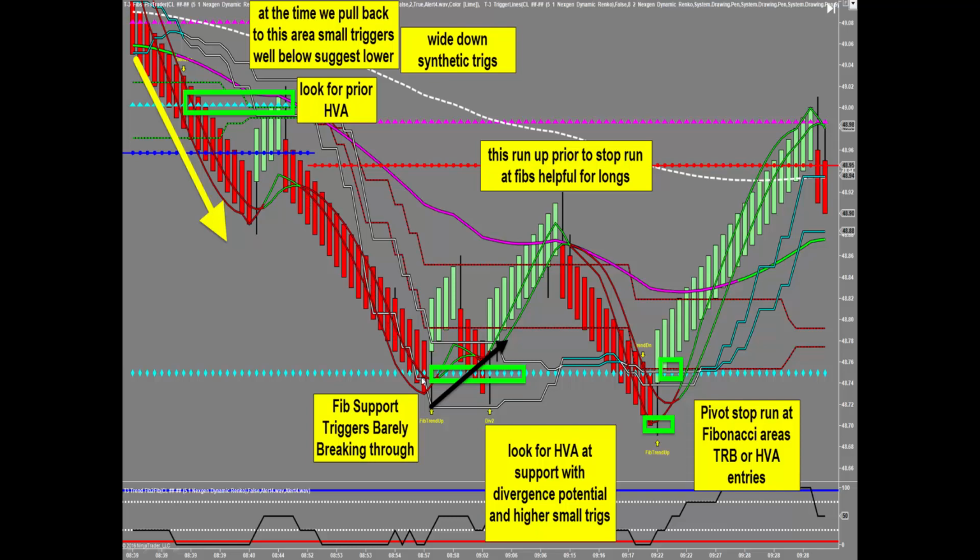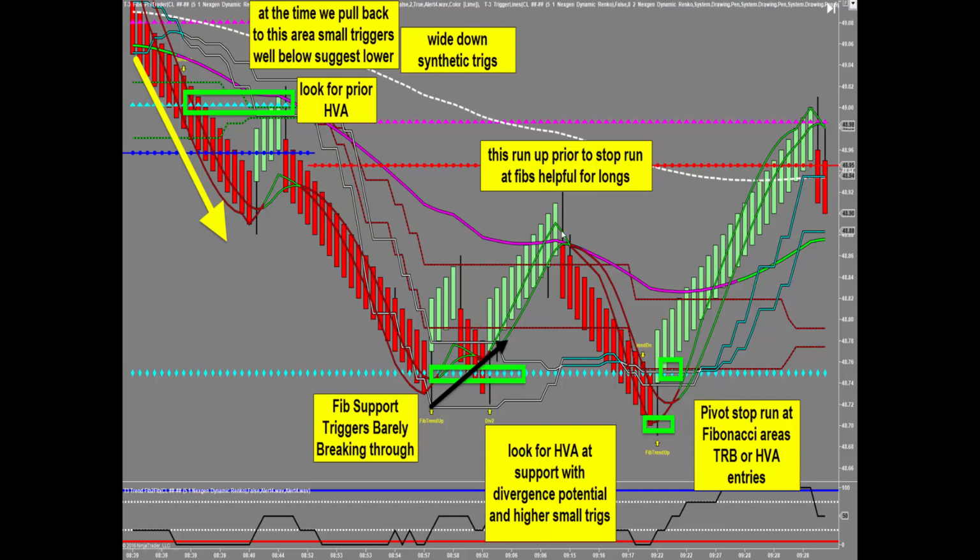Then we make it down to support. And again, another good example of a strong small trigger into support. We get a good push up, right? If you don't get that push up, that's okay. When it comes back down to a high volume area with your higher small triggers above the support line, you're going to be looking for your first counter trend trade long.